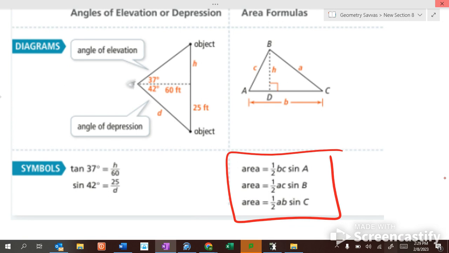And then you have angles of elevation and depression. You can use tangent to figure that out, or sine or cosine if you need to. Okay?